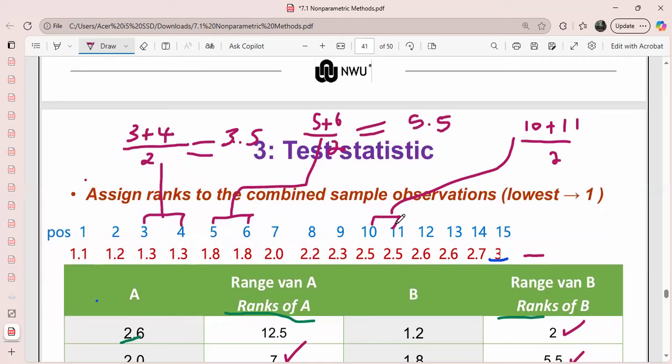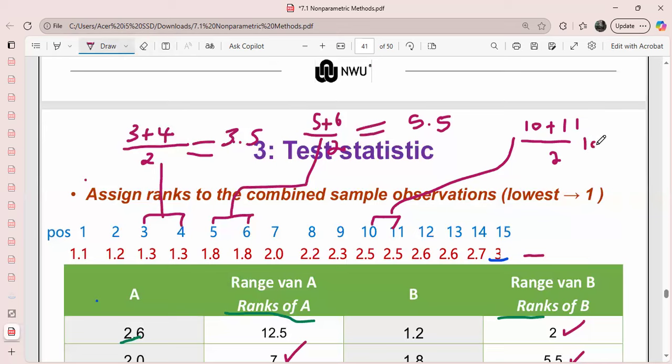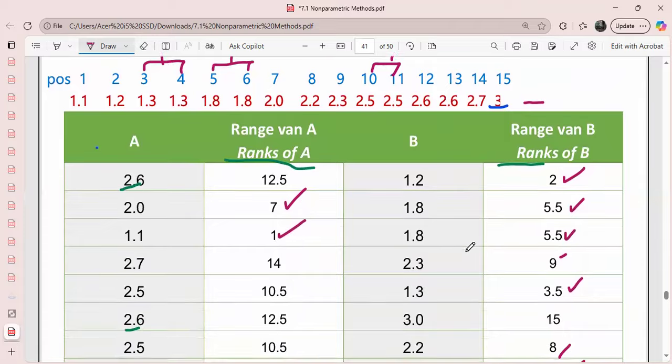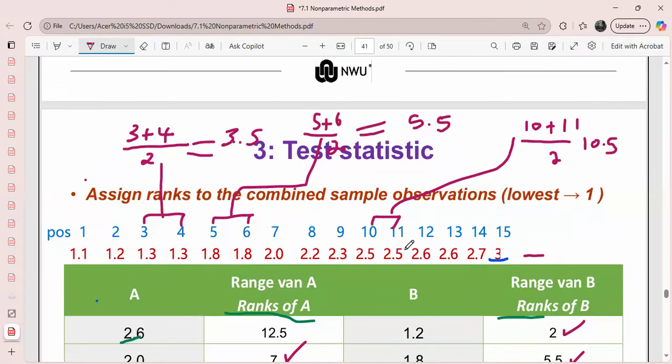Because now you have only 2, 2.5 on 10, 2.5 on 11. So it's 10 plus 11, which is 21, and then 21 divided by 2 gives you 10.5. Let me just put it here. So where you see 2.5 and 2.5, you're going to put 10.5. Here it is. Where's 2.5? 10.5, 10.5. Now we are done.